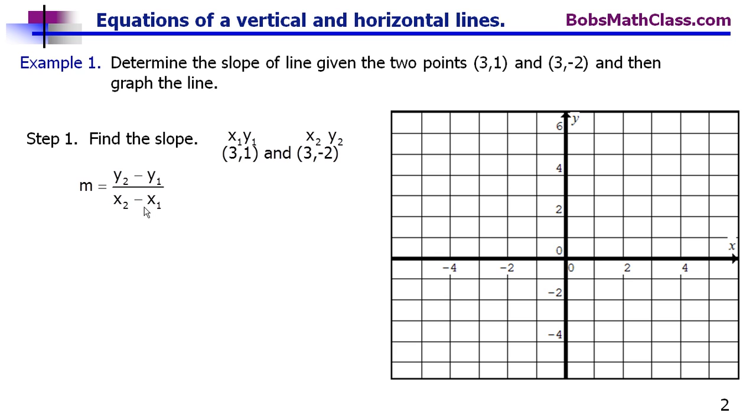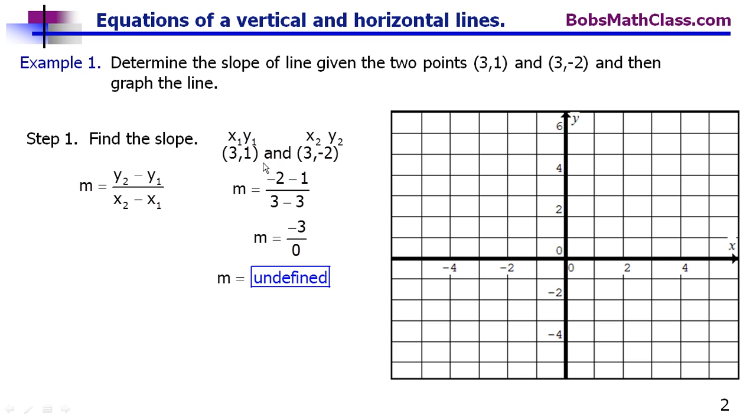So in place of y2, -2, in place of y1, 1, in place of x2, 3, and in place of x1, 3 also. Work that out. And what do we get when 0 is in the denominator? Not 0. Right. We must write undefined. Whenever 0 is in the denominator, you cannot write 0. You must write undefined.